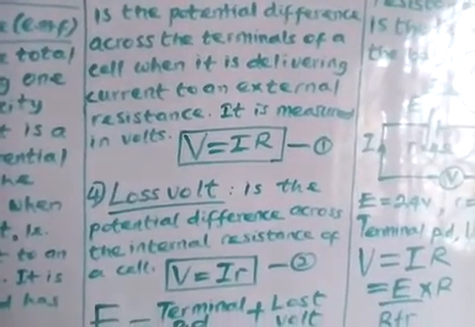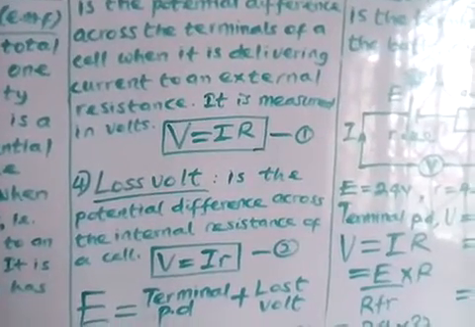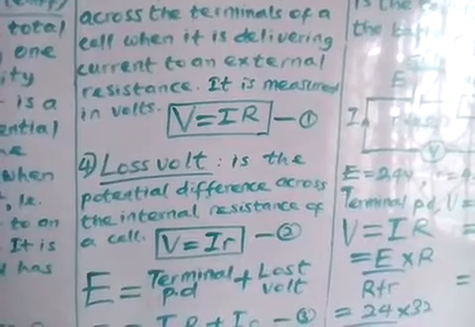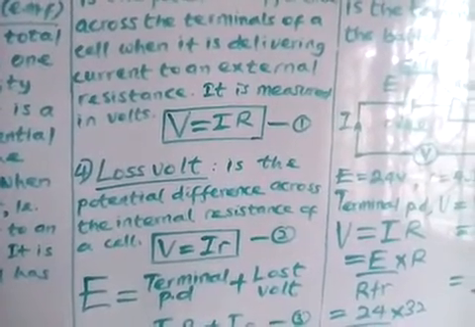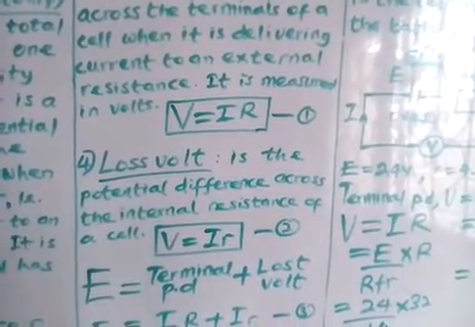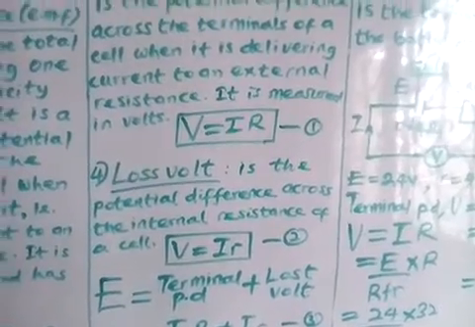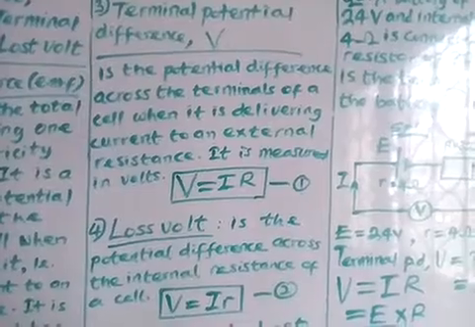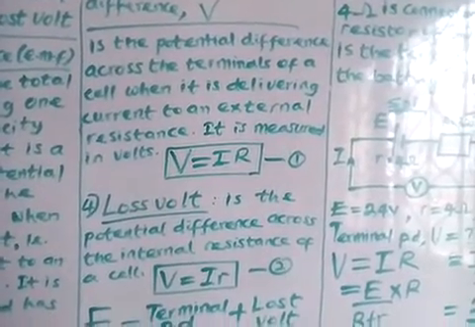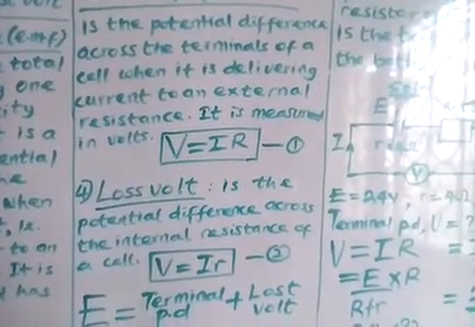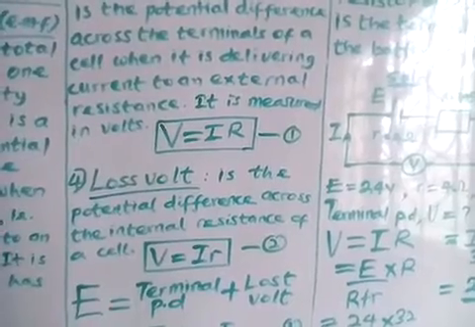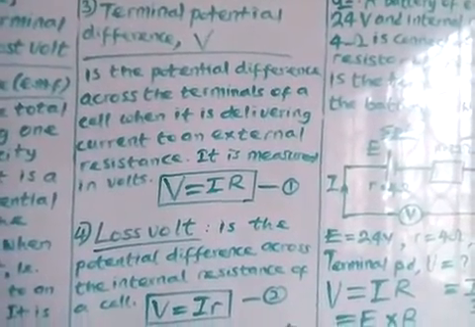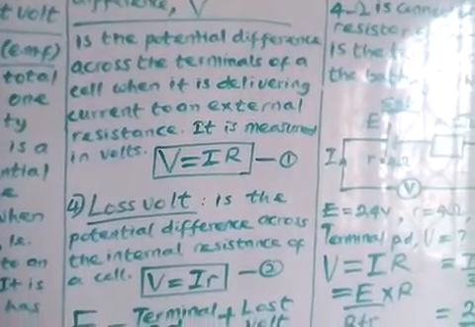The last one is what we call the loss volt. What is the loss volt? The loss volt is the potential difference across the internal resistance of a cell. And the formula for loss volt, small v, equals I multiplied by small r. So we are saying terminal volt is for external resistance, while loss volt is for internal resistance. Loss volt is the potential difference across the internal resistance of a cell, while terminal volt is the potential difference across the external resistance of a cell.